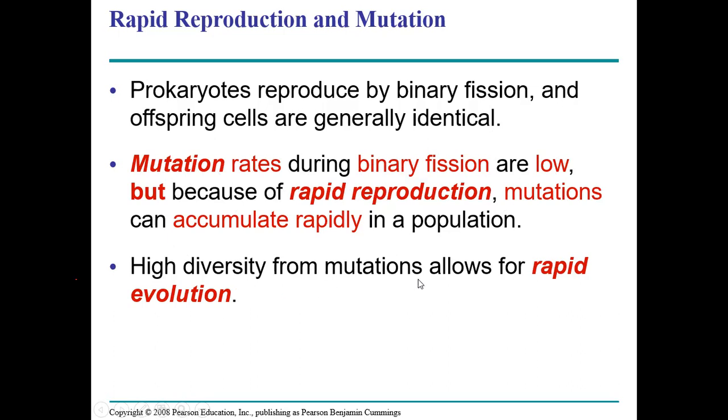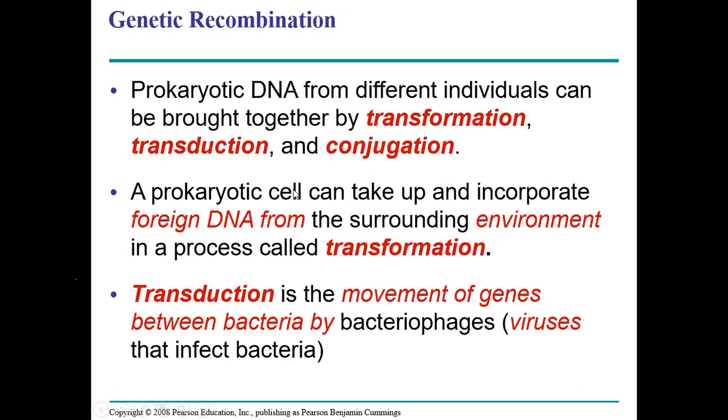High diversity from mutation allows for rapid evolution. That's why in prokaryotic organisms, you can see rapid evolution. Okay. Prokaryotic DNA from different individuals can be brought together by transformation, transduction, and conjugation. We'll discuss that in coming slides. A prokaryotic cell can take up and incorporate foreign DNA from the surrounding environment in a process called transformation.